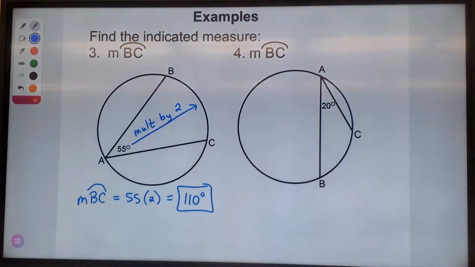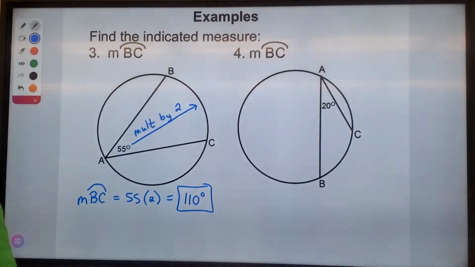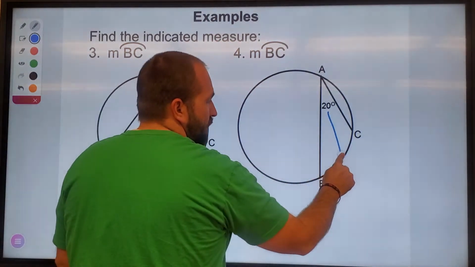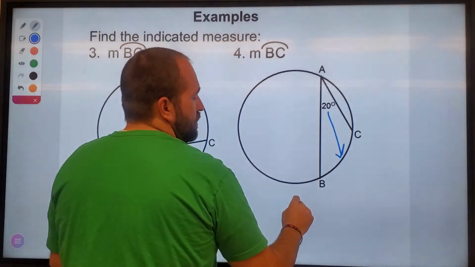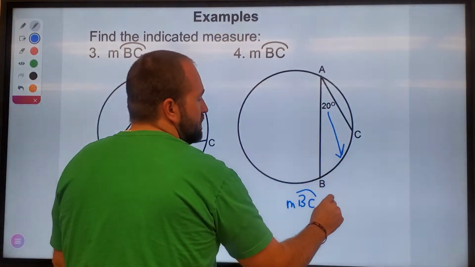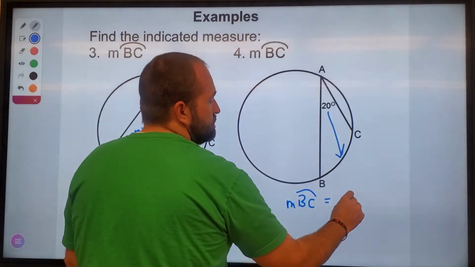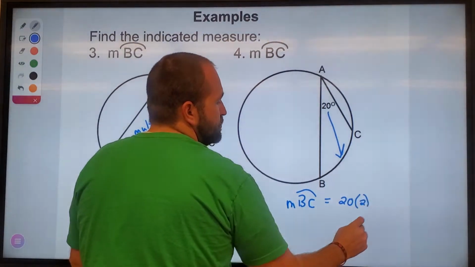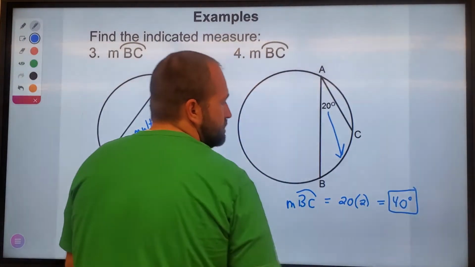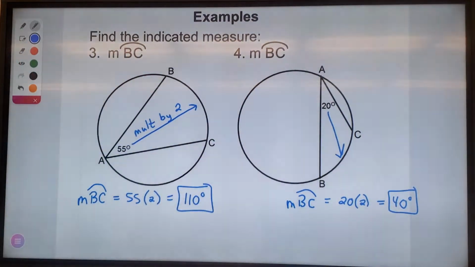Okay, and similar for number 4, I give you the information here for the inscribed angle, and I want to find the intercepted arc, which means I have the measure of BC is equal to the 20 degrees times 2, which is 40 degrees. Okay, so again, I give you the direct link there. You don't have to find an extra piece, you can just go straight to the answer.